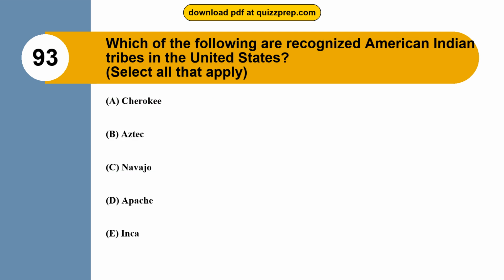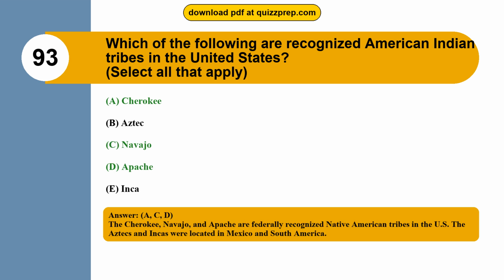Question 93. Which of the following are recognized American Indian tribes in the United States? Option A, Cherokee. Option B, Aztec. Option C, Navajo. Option D, Apache. Option E, Inca. The correct answers are options A and C and D. Cherokee, Navajo, Apache. The Cherokee, Navajo, and Apache are federally recognized Native American tribes in the U.S. The Aztecs and Incas were located in Mexico and South America.